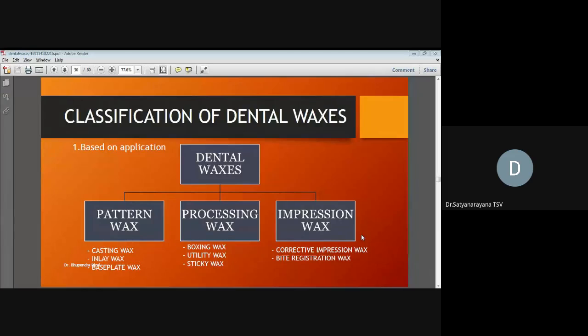Again, based on how dental waxes are classified: based on application in dentistry, they are classified as pattern waxes, processing waxes, and impression waxes. In pattern wax, you have casting wax, inlay wax, and base plate wax. When it comes to processing wax, it is boxing wax, utility wax, sticky wax.